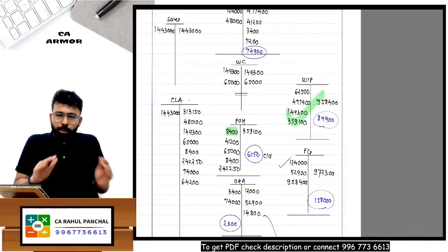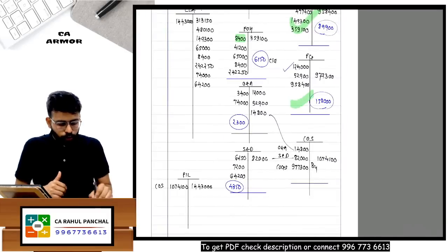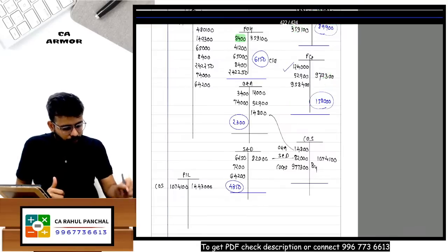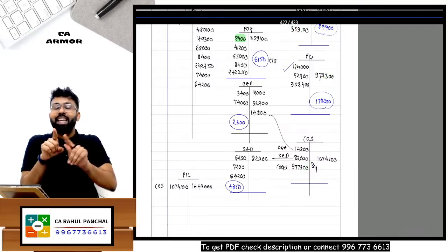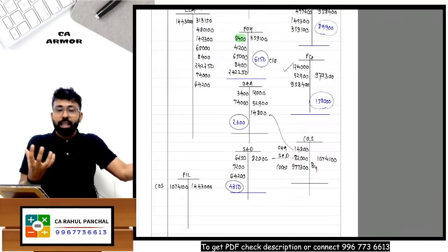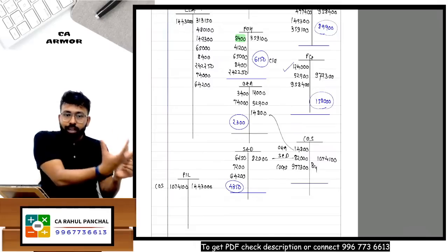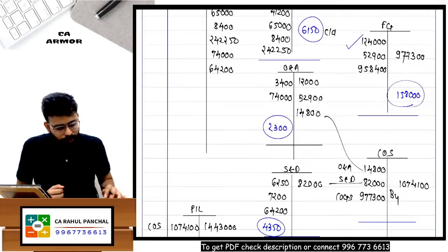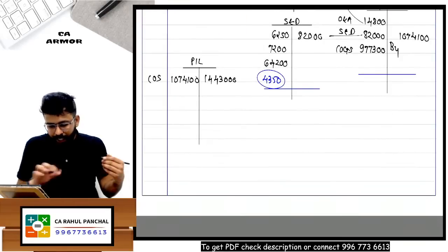Then you will close WIP, there will be a carried down. There you close finished goods, there will be a carried down. Then if you close cost of sale, you should not say carried down, that balance will be transferred to the P&L account, so that you will get the cost on the debit side. Okay, now once you close your costing P&L, you will get the profit.